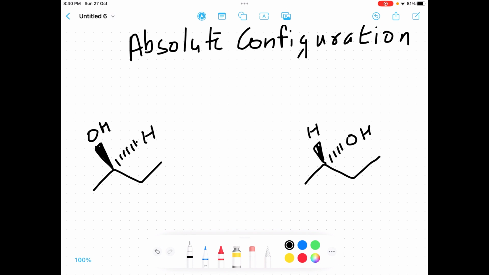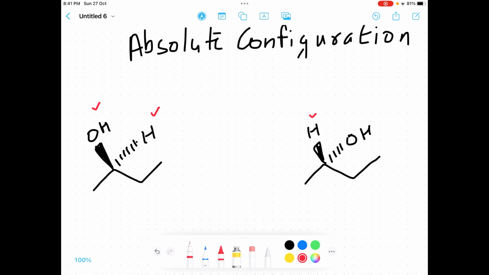Now let's see these 2 molecules. These 2 molecules are stereoisomers. The only difference between these 2 molecules is the position of OH and H. In the first example, you have OH facing towards you and hydrogen is on the back.